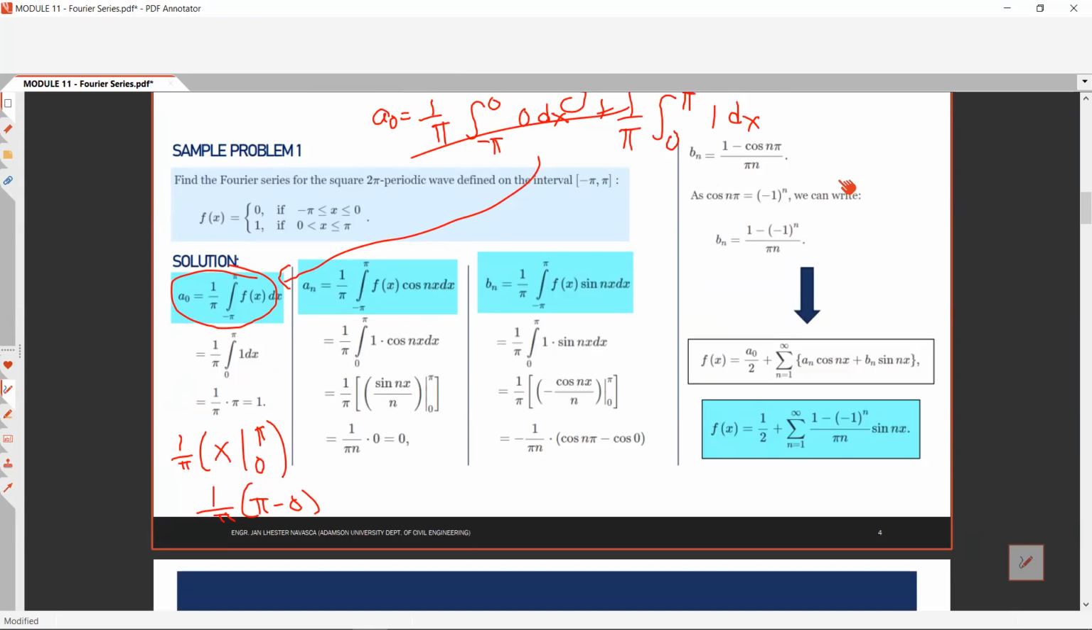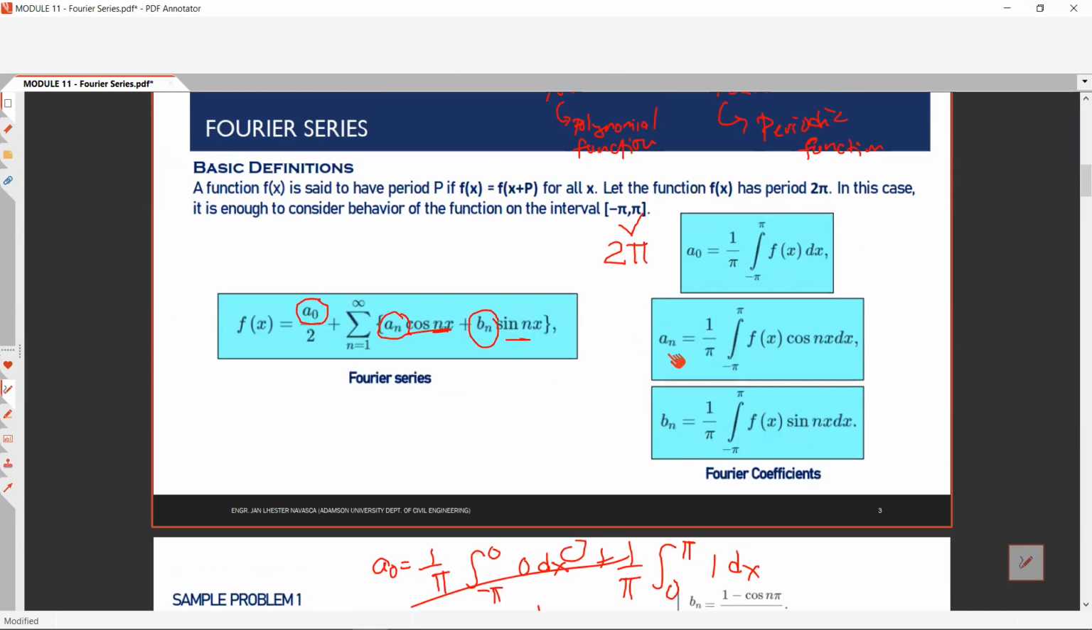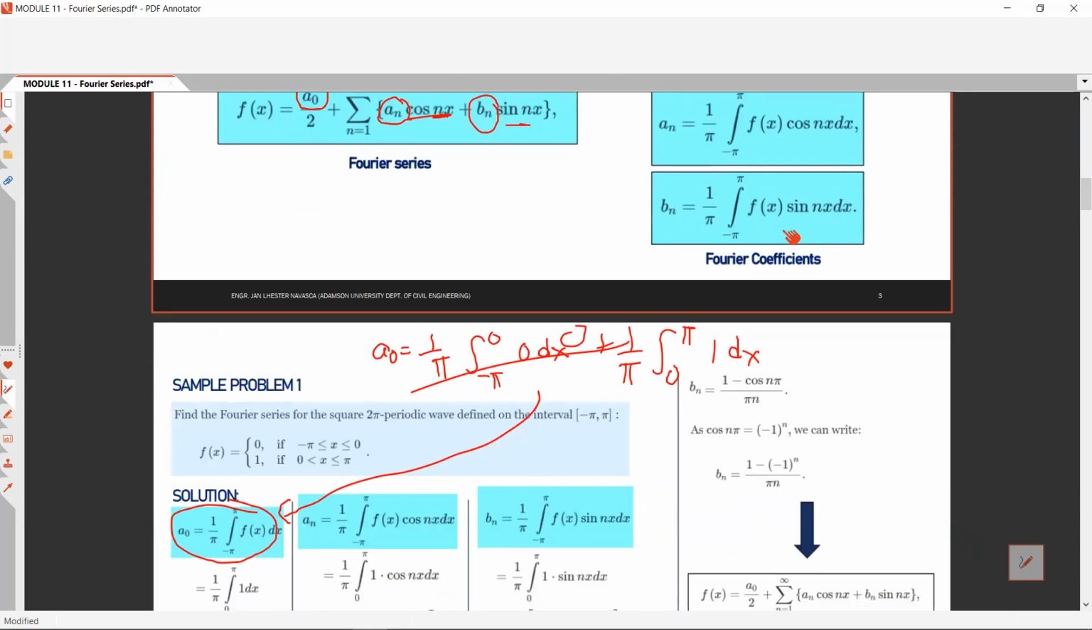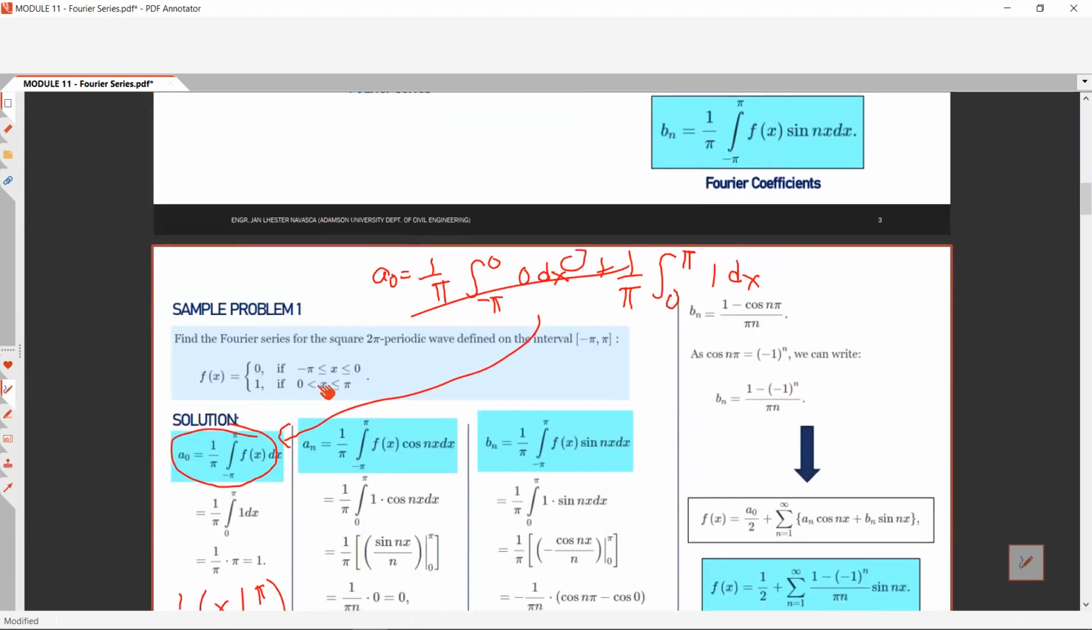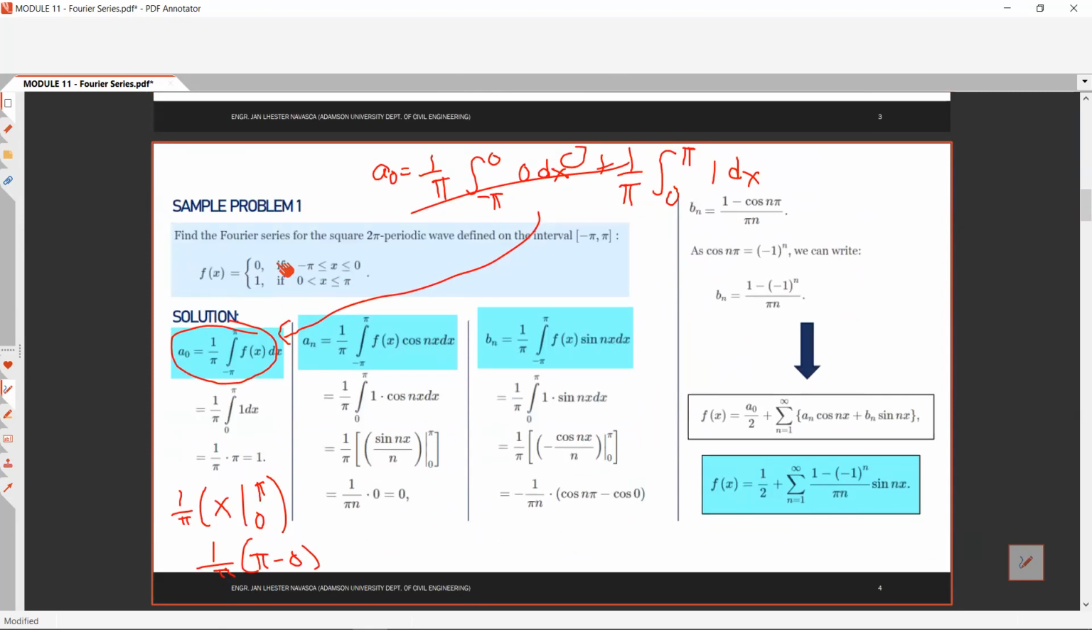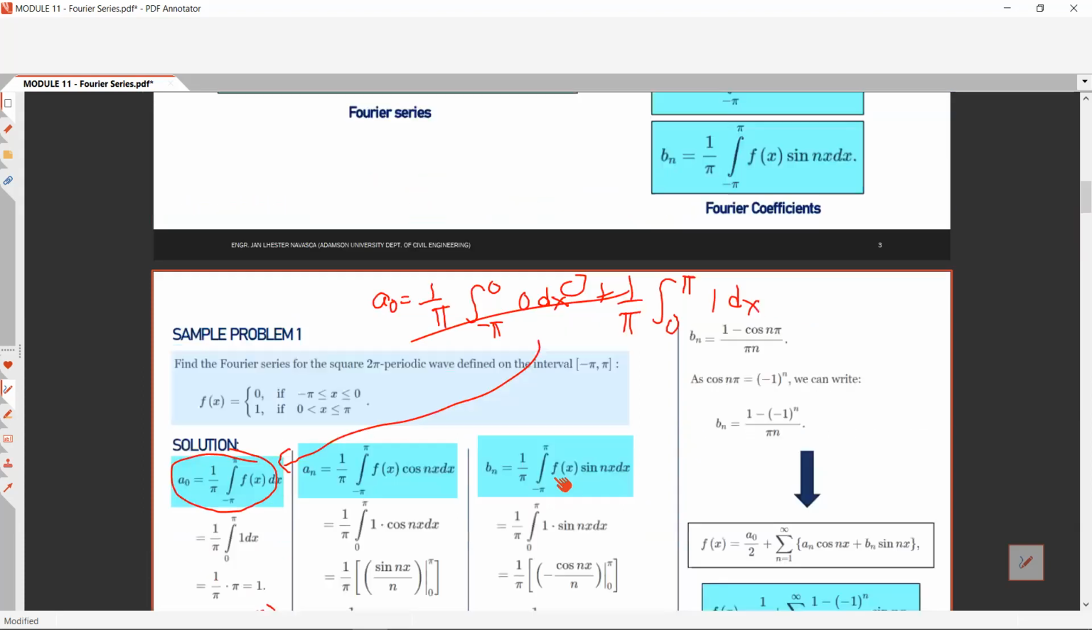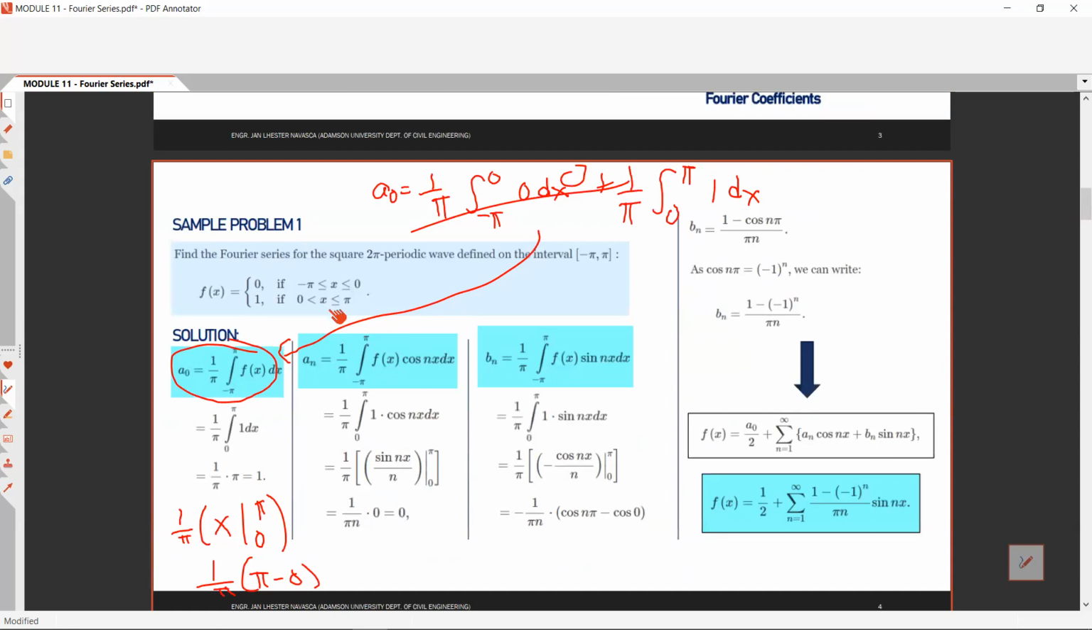Okay, so next coefficient is your a sub n. How to solve for a sub n? You just need to solve 1 over pi integral of negative pi to pi f of x cosine of nx dx. Okay, so ganun din dito. Hihiwalayin mo rin siya kasi this is a piecewise function, so hindi siya continuous function. Magkaiba sila ng function when given yung boundaries. So same with this one, na-cancel yung 0. So ang natira na lang is 1 over pi integral from 0 to pi of f of x cosine of nx dx, so 1 times cosine nx dx.